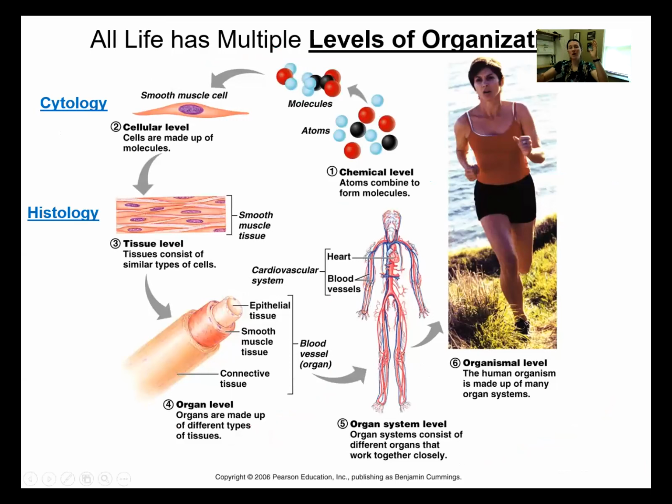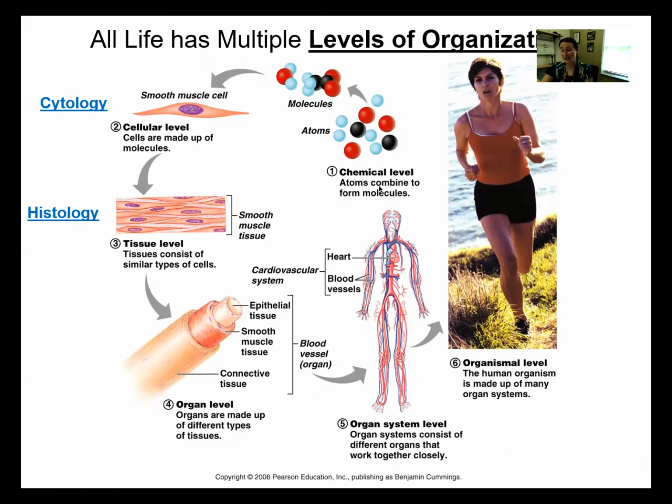Okay, so all life, including the human body, has these multiple nested levels of organization, right? At the smallest level, and where we're actually going to begin tomorrow, is the chemical level. Here we have atoms, the smallest units, combined to form molecules through ionic bonds, covalent bonds, hydrogen bonds, etc. So atoms come together to form molecules.